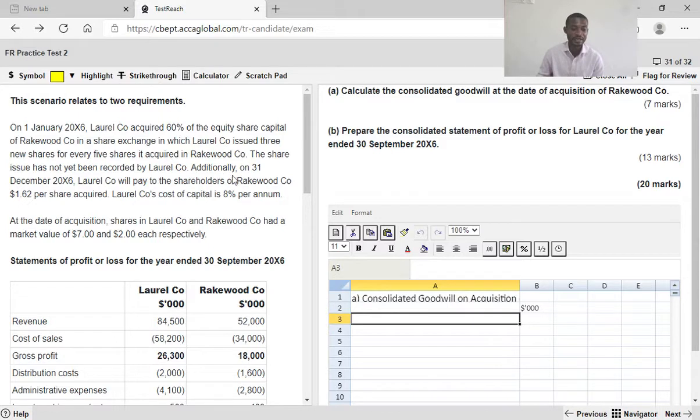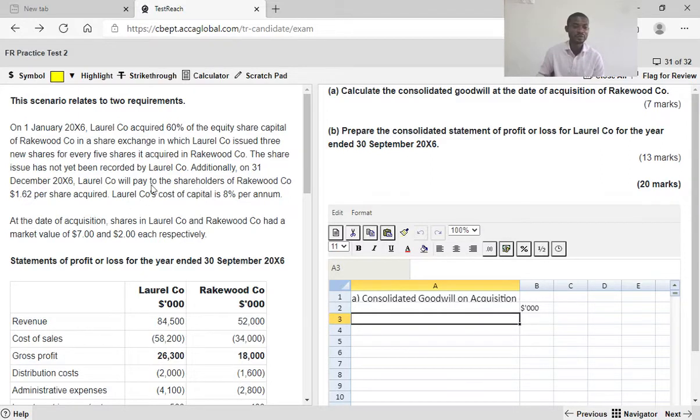Additionally, on 31st December 20XX, which is 12 months from the date of acquisition, L'Oreal Co. will pay the shareholders of Rockwood 1.62 per share acquired, and L'Oreal Co.'s cost of capital is 8%. So this is a deferred consideration, and we need to discount it to the date of acquisition, which is 12 months. At the date of acquisition, the shares in L'Oreal Co. and Rockwood had a market value of 7 and 2 respectively.